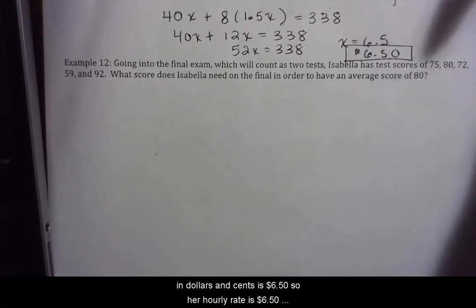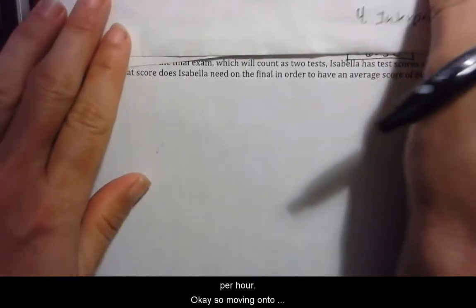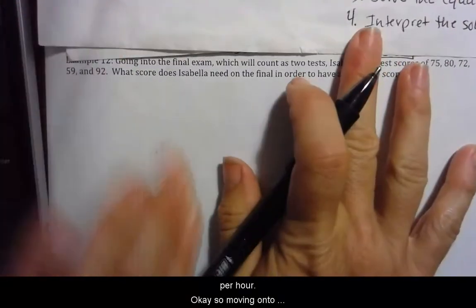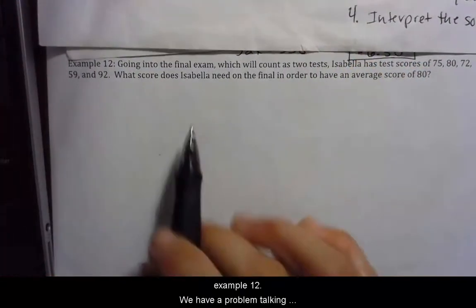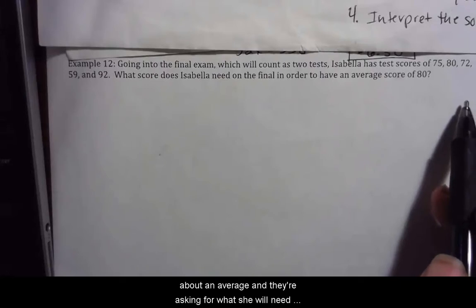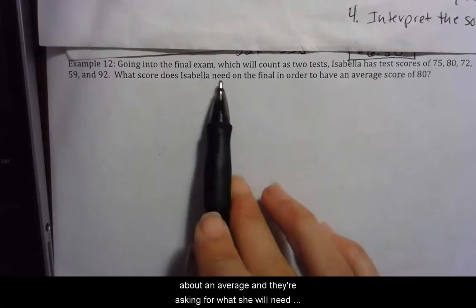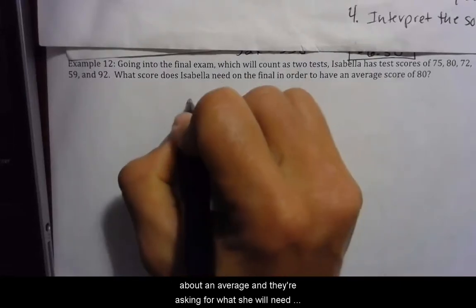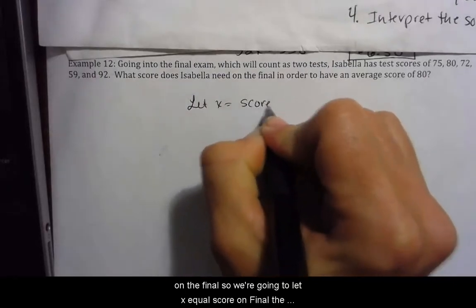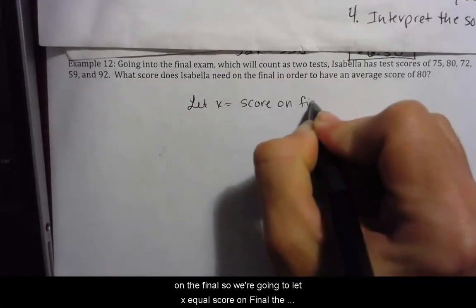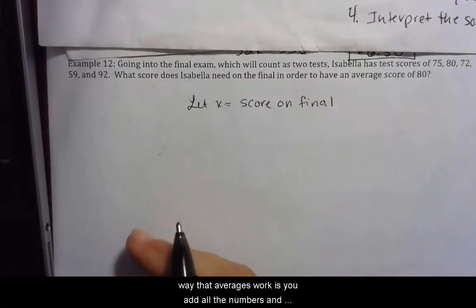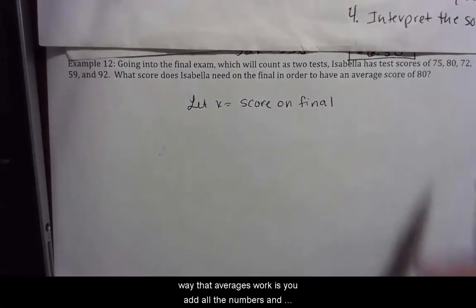Okay, so moving on to example 12, we have a problem talking about an average, and they're asking for what she will need on the final. So we're going to let x equal score on final. The way that averages work is you add all the numbers and then you divide by the number of numbers.